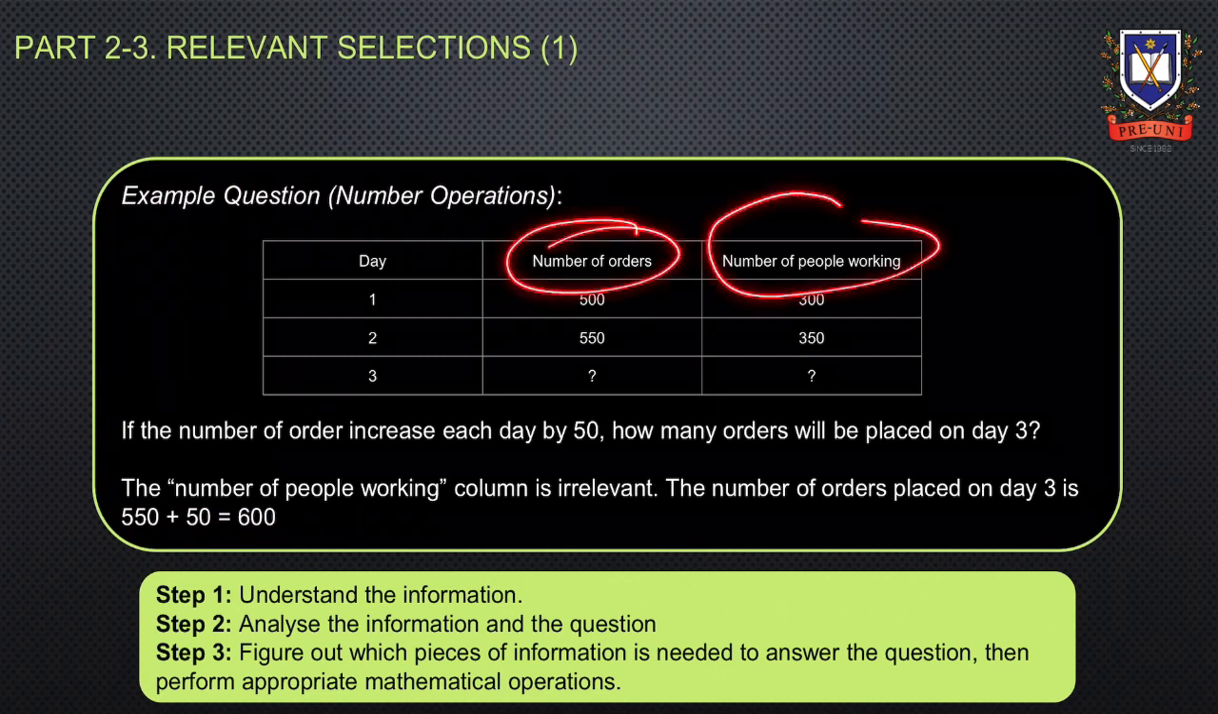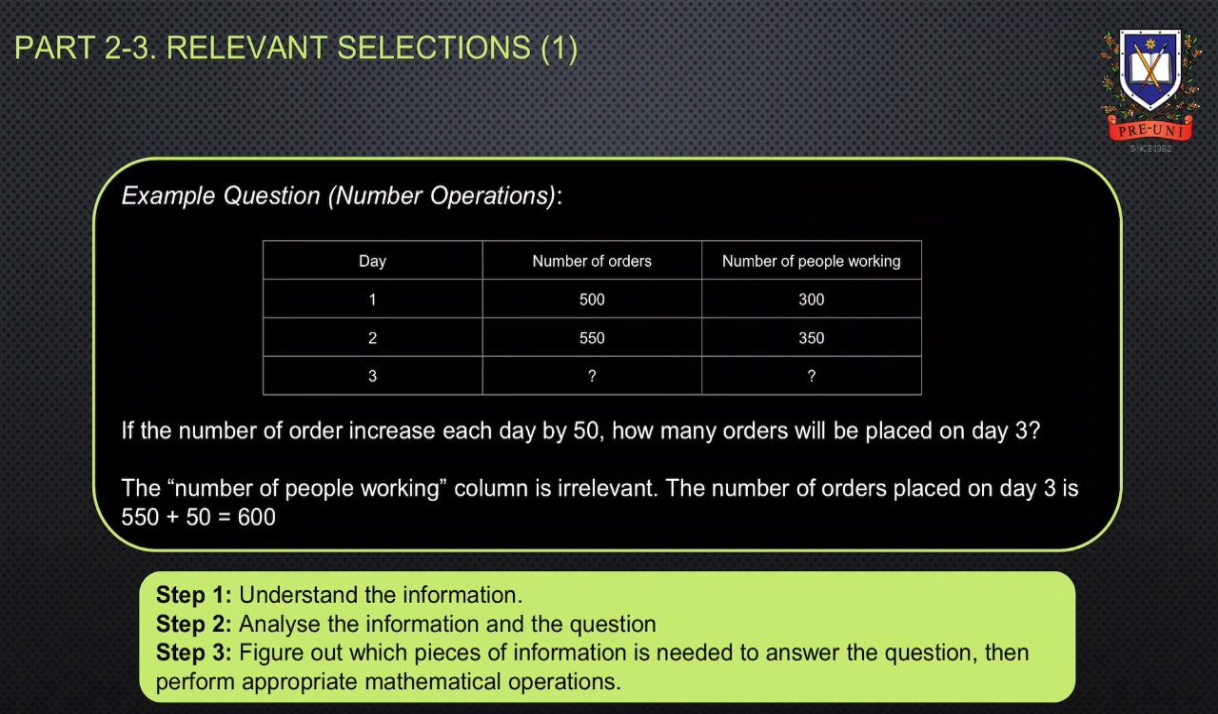working each day, from day 1 to day 3. If the number of orders increase each day by 50, how many orders would be placed on day 3?